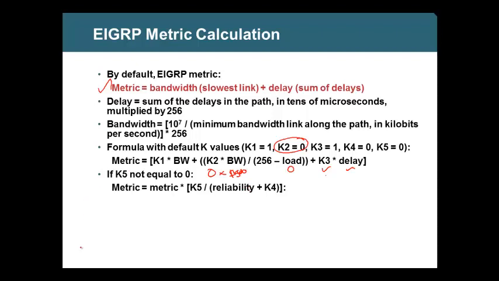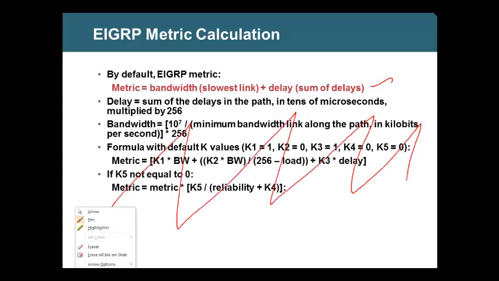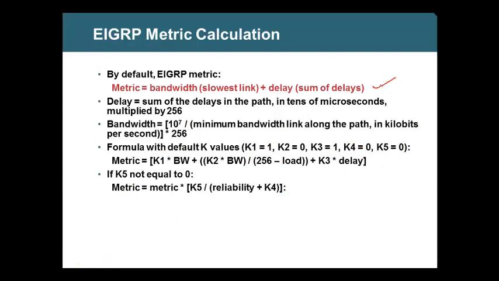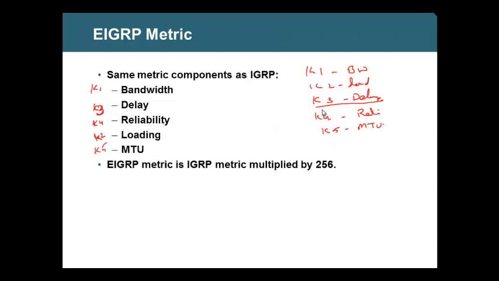So the final algorithm is only this much. You don't need to break your head with all this confusing stuff. If you know this one, which is in the red color, that's the metric of EIGRP. The slowest link bandwidth plus sum of delay is the EIGRP metric. So EIGRP uses these 5 metrics.